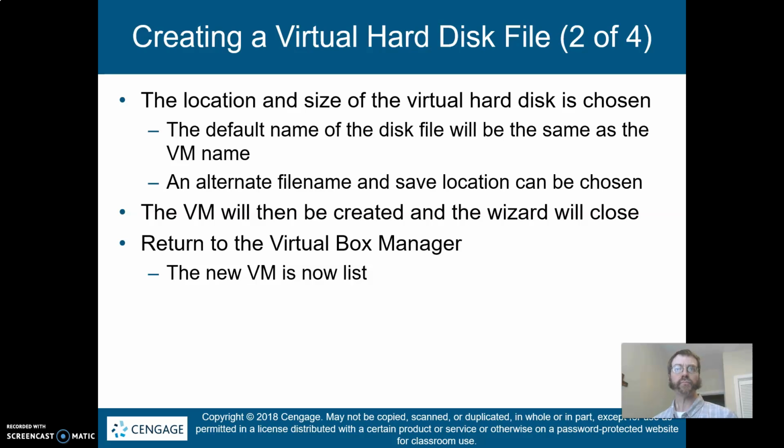Now, what you're going to do is choose the size and location of that virtual disk. The default name of the disk file will be the same as the VM. You can choose an alternate name and save location if you want to. Say, for example, you don't want to store it in the VM's directory. As I showed you in the demo, VirtualBox will store its machines in one place, whereas VMware will store them in another, in a directory called Virtual Machines in the Windows user's home directory. The hypervisor will create the VM, and then you'll put the VM in the VirtualBox manager.